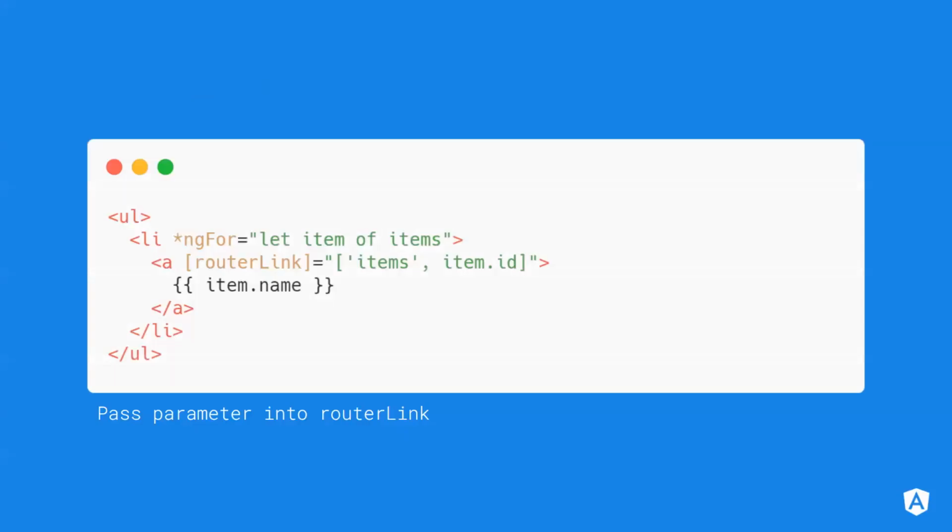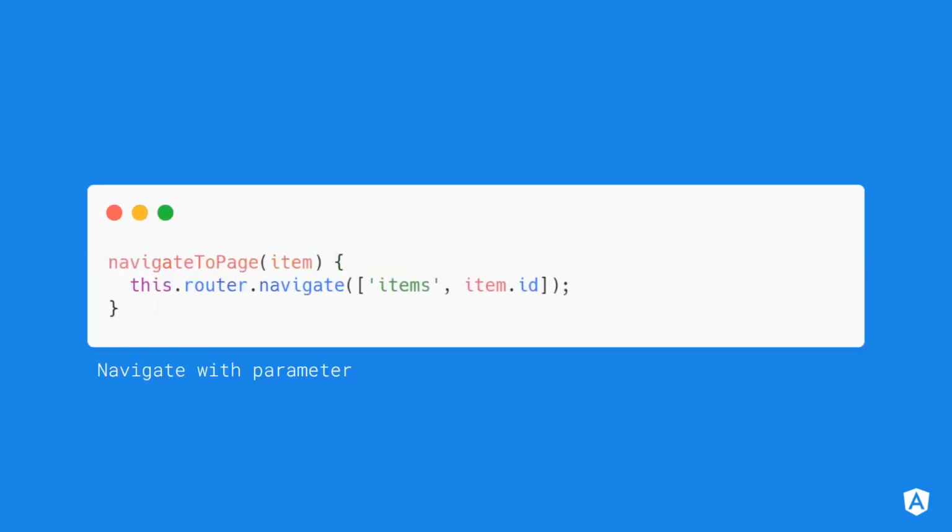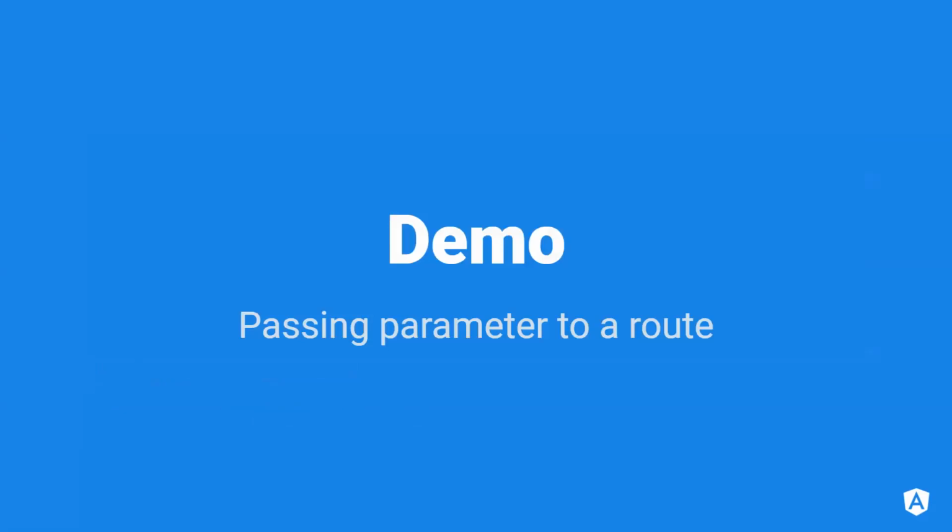So for example, if you want to use the router link to pass the ID, you can pass it as an array. The first one will be /items and then the ID, so you pass it as the second item. Or you can also pass it as a template literal that passes in the item ID. And this is how you do the function.